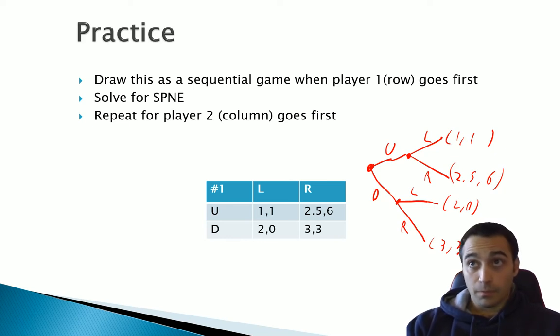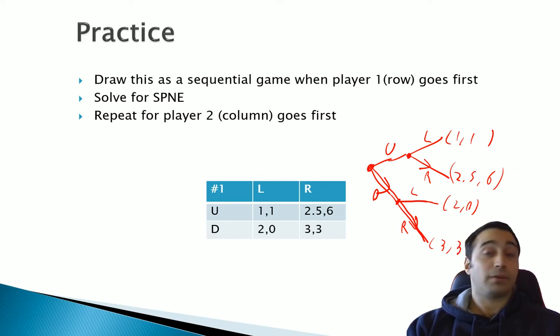Alrighty. Does player 2 want 1 or 6? Looks like they want 6. Does player 2 want 0 or 3? Looks like they want 3. Next, does player 1 want 2.5 or 3? Looks like they want 3. Therefore, the solution we observe will be the actions player 1 plays down, player 2 plays right, and the strategy is player 1 plays down, player 2 plays right, right. In order to save myself some time and energy, I'm not going to reverse the game, but trust me, it's the same process. It's not very hard.